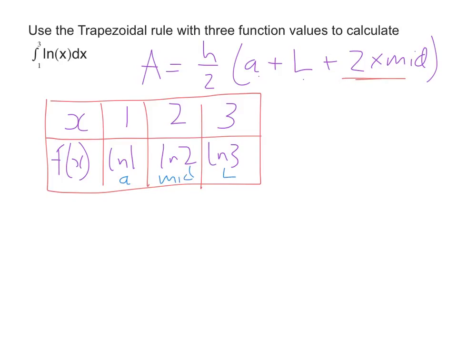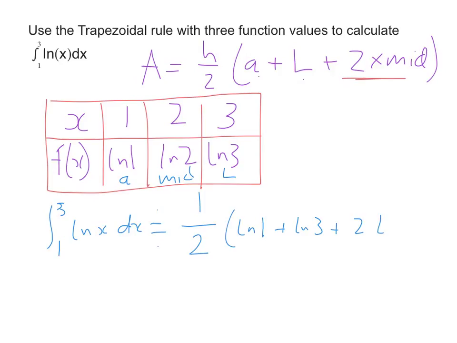So the approximation of the integral between 3 and 1 of log x is approximately, remember this is an approximation method, not an exact method, h over 2. Okay, well, what's our height? Our height is the difference between consecutive x values. Well, here it's 1. So my height, of course, is 1. Now, my first function value, log 1, plus log 3, plus 2 lots of log 2.